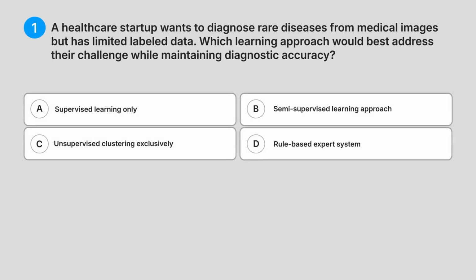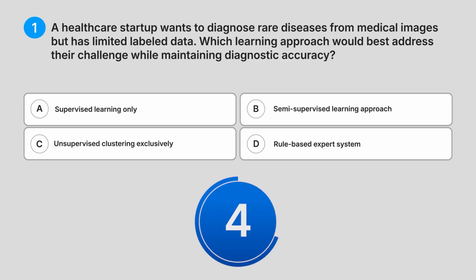1. A healthcare startup wants to diagnose rare diseases from medical images, but has limited labeled data. Which learning approach would best address their challenge while maintaining diagnostic accuracy? A. Supervised learning only. B. Semi-supervised learning approach. C. Unsupervised clustering exclusively. D. Rule-based expert system. Can you guess the answer?